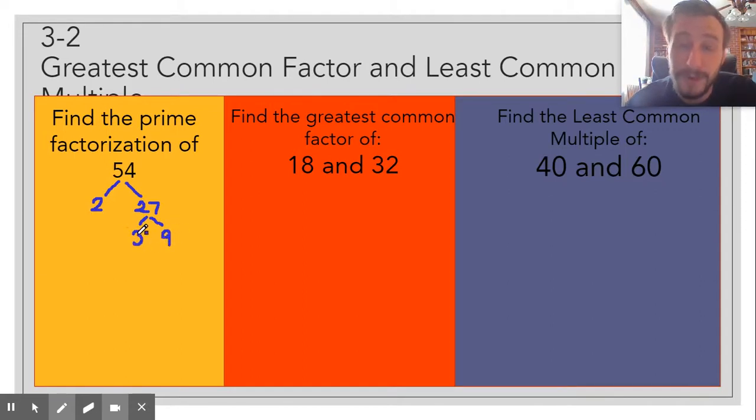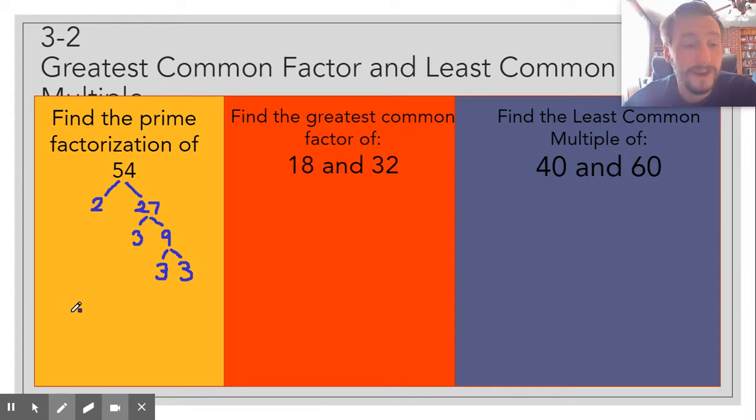Well, 3 is a prime number. Only 1 and 3 go into 3. But 9 can be broken down some more. What number do we know goes into 9? 3. Well, 3 times what? 3. So now what we've done is that we have only prime numbers left. 2, 3, 3, and 3. So we're done. We've done the prime factorization.